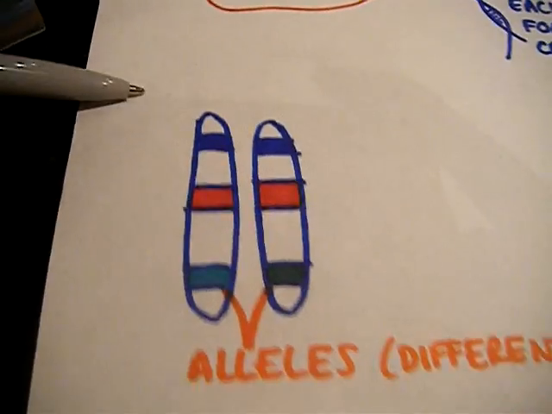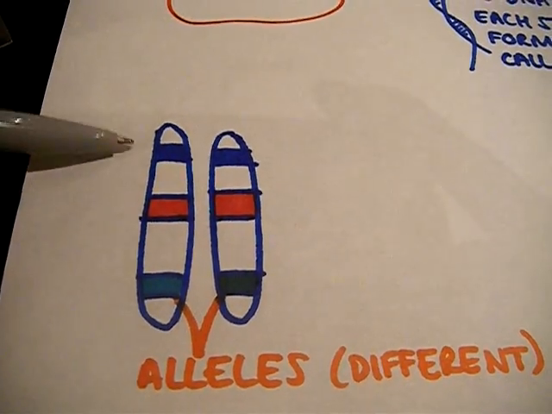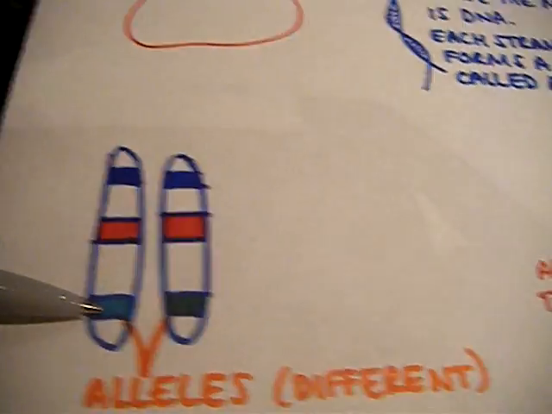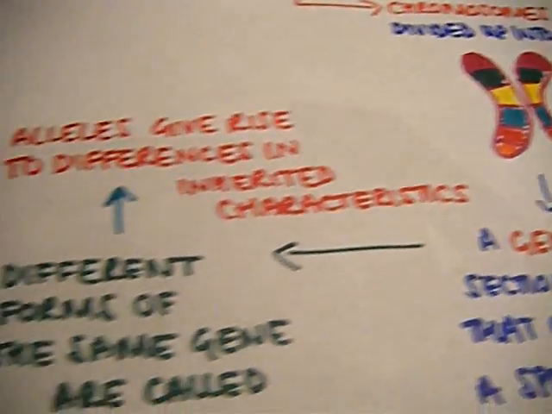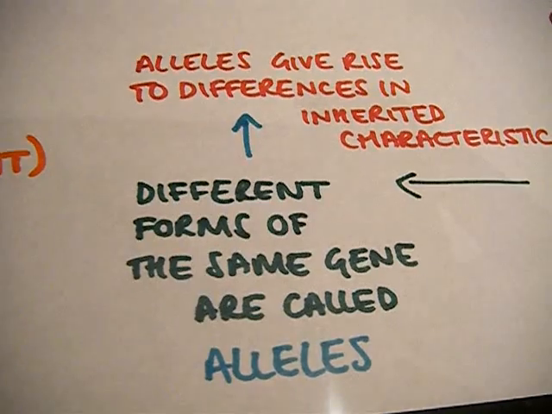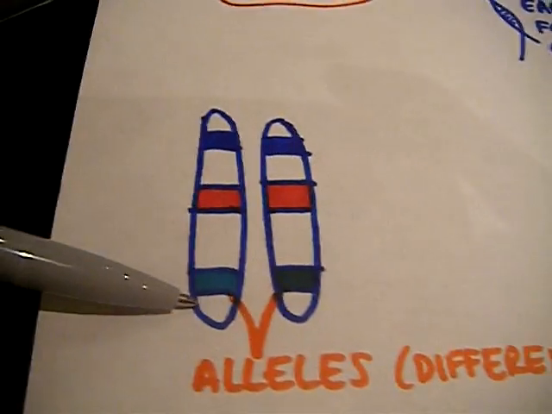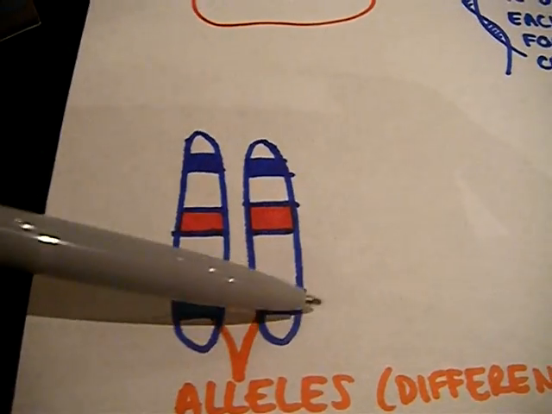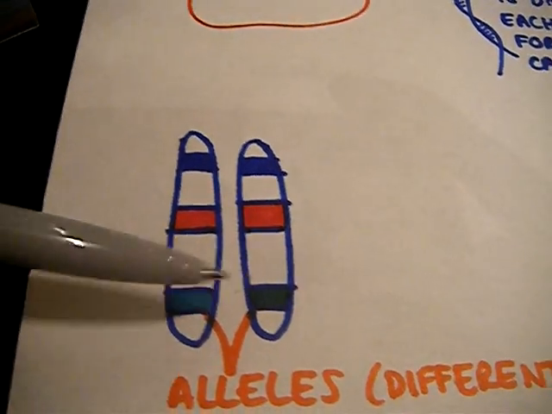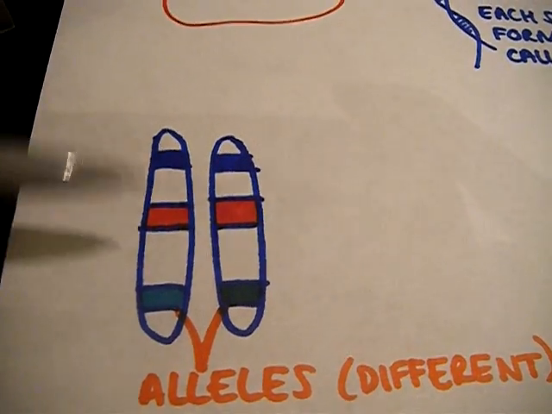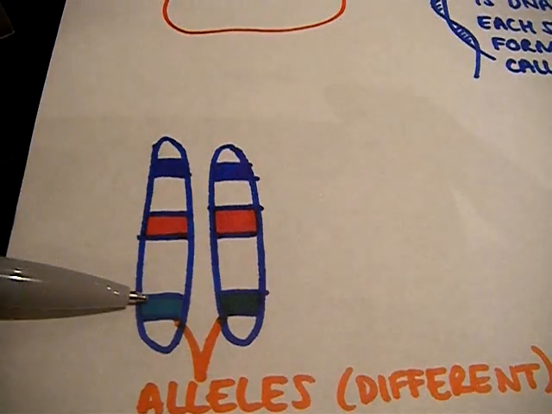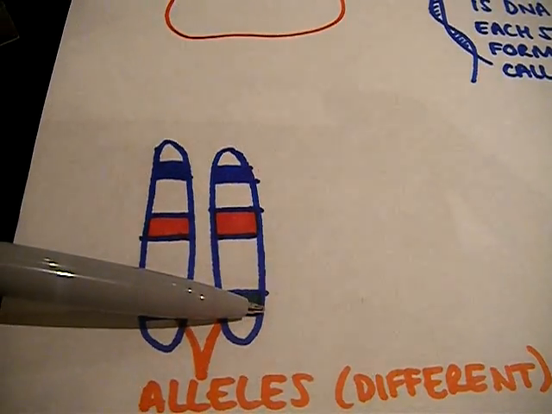So here we've got a pair of chromosomes, and here are the alleles, which are different forms of the same gene. So here you might have the gene for eye colour. The different alleles, which are the different forms of the same gene, might be brown eyes and blue eyes.